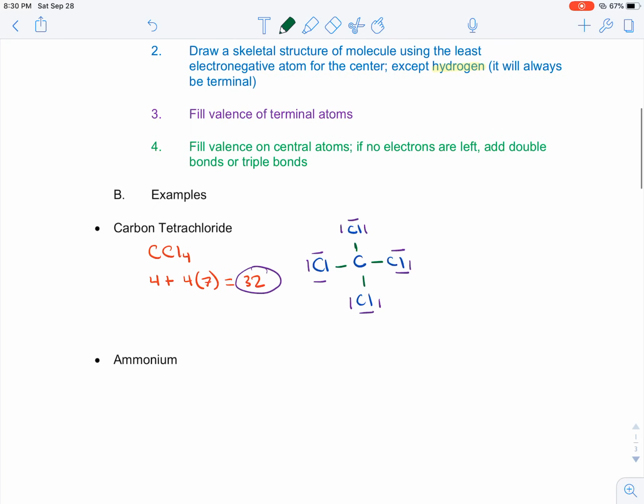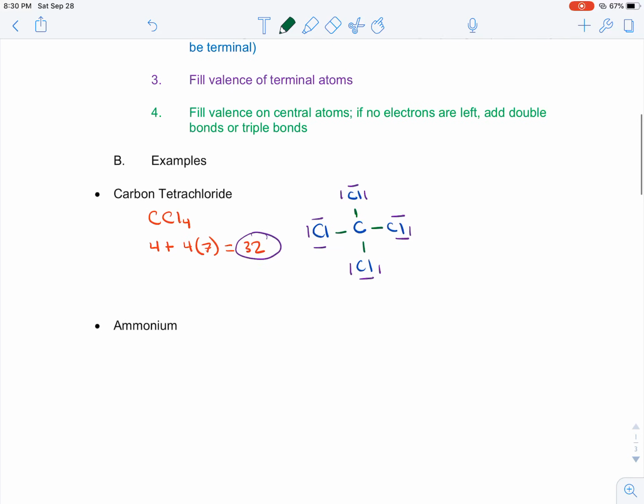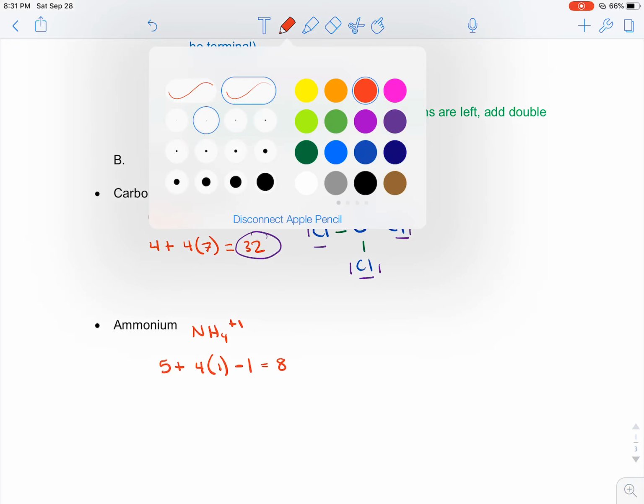Let's continue with ammonium. First off, we got to figure out our formula. Ammonium is NH4 with a positive on it. So now we have one of those examples where we have a positive. Going through the valence electrons, ammonium, or N, has 5, group 15. Hydrogen, there are 4 of those, and each hydrogen has 1 valence electron. And then for the plus, we're going to take away 1 electron because we've lost 1. So now we've got 5 plus 4 is 9, minus 1 gives us 8. So that was our first step, finding our valence electrons.